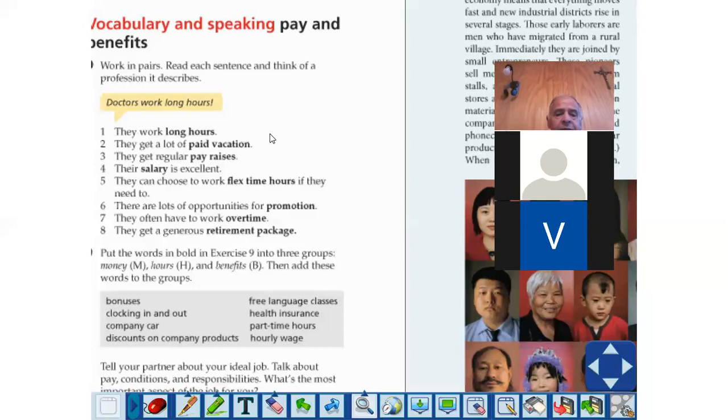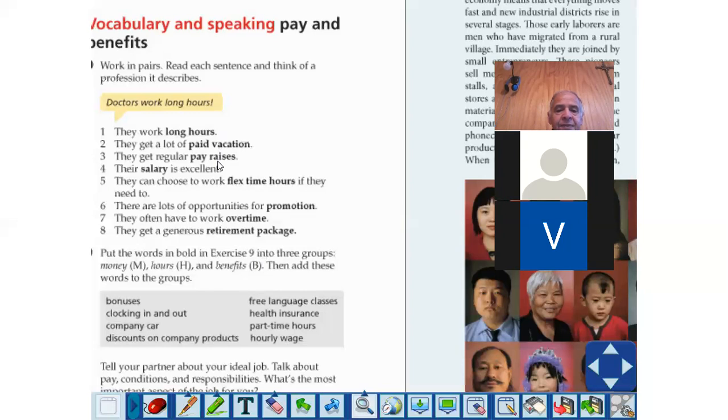Now in here, some other vocabulary that we have. Put the words in bold in exercise 9 into 3 groups: money, hours, and benefits. And then add these words to the groups. So you have money, hours, and benefits. If I say, for example, long hours, in what part would you put it? M, H, or B? H. Hours. Then paid vacation. Benefits. Benefits, that's right.